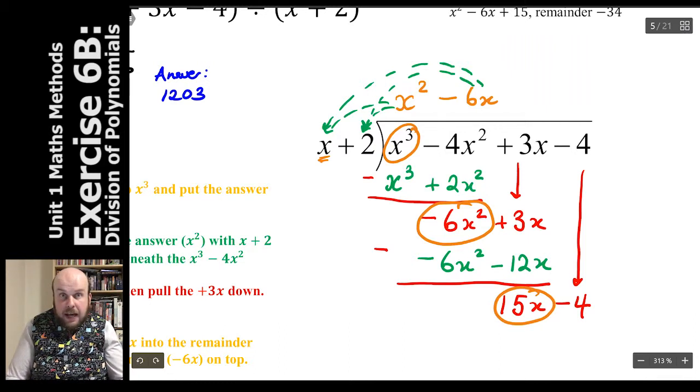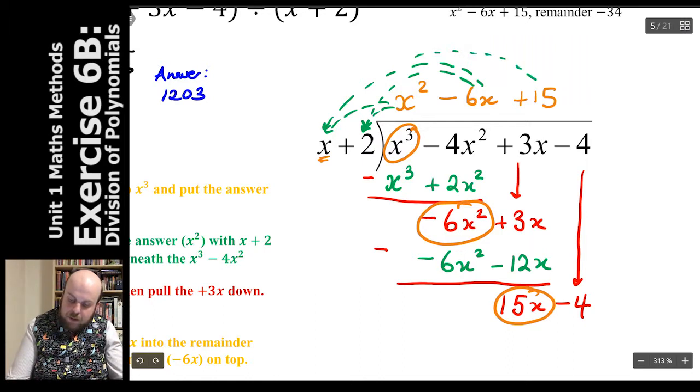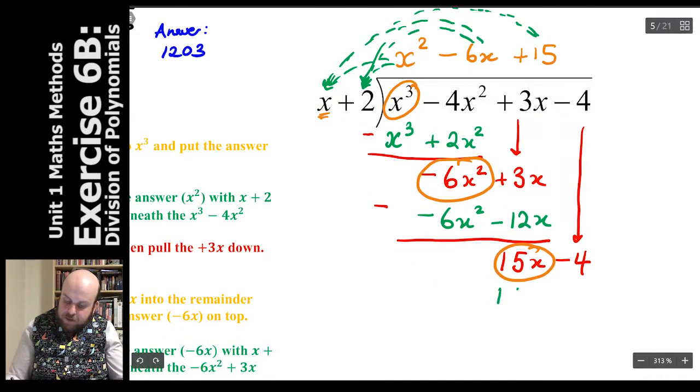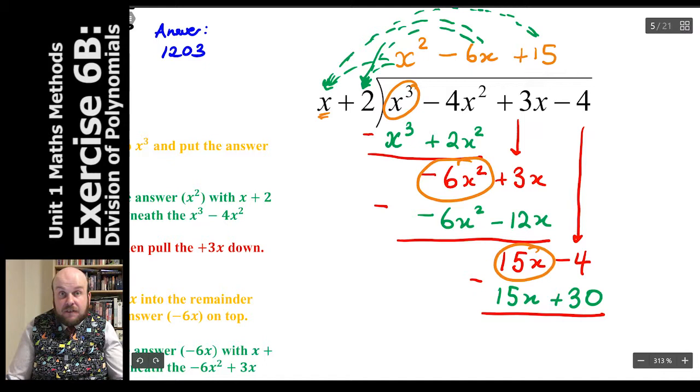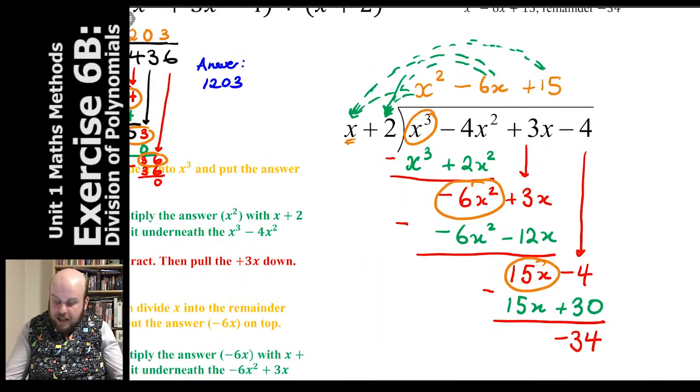And then we divide this lovely friend. 15x divided by x is going to become plus 15. I'm going to multiply this by these two. So 15 times x is 15x. 15 times positive 2 is going to be positive 30. 15x take away 15x is going to be 0. Negative 4 minus 30 is negative 34. And that's where we end.